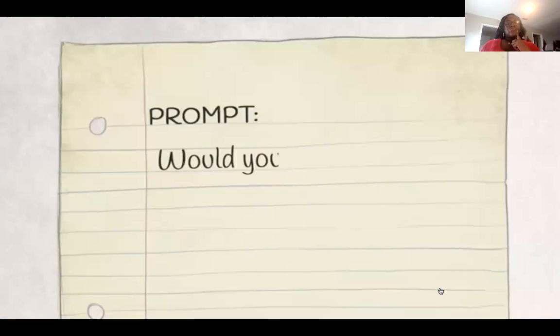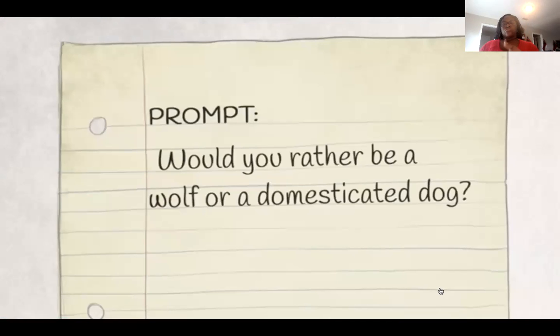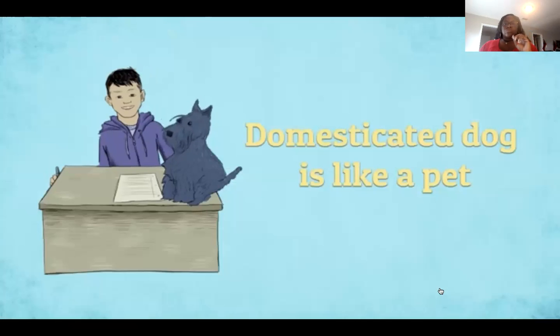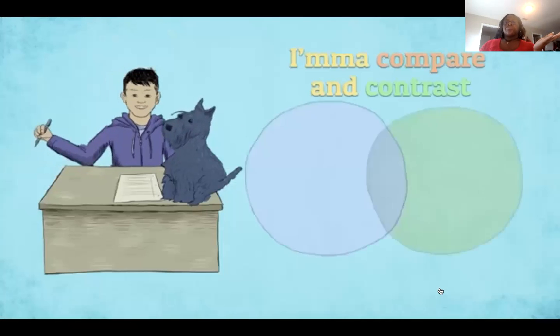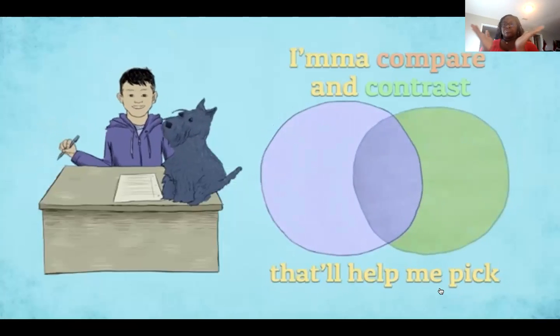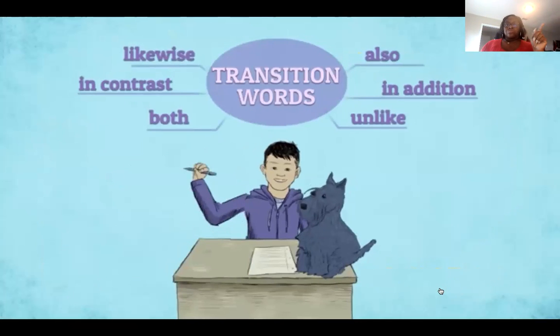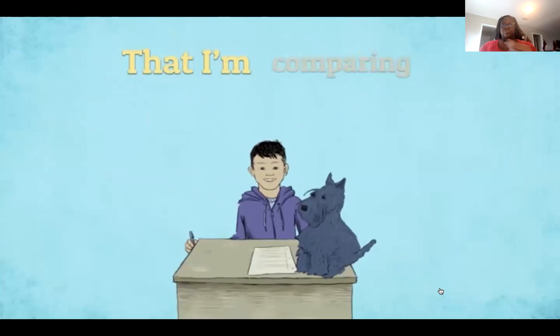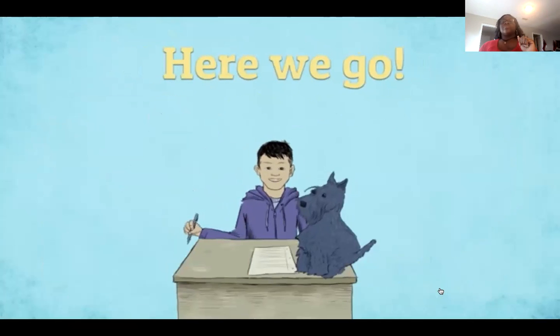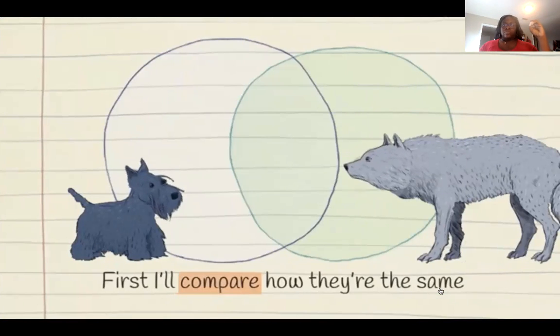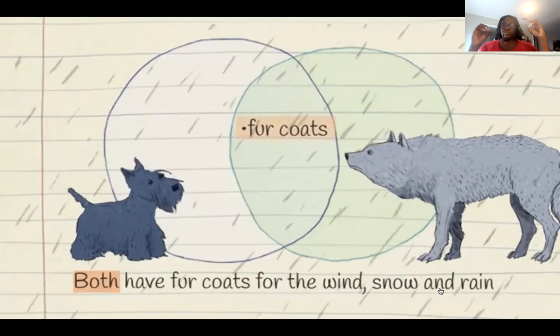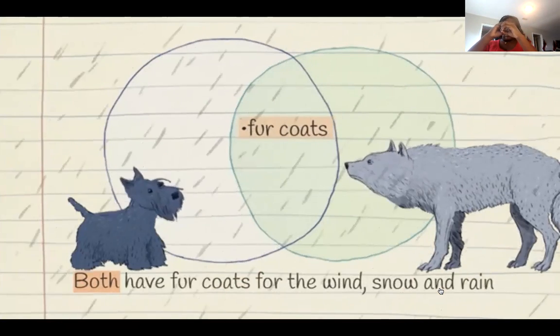Okay, I have to write an essay. Here's the prompt. Would you rather be a wolf or a domesticated dog? Domesticated dog is like a pet. I'ma compare and contrast. That'll help me pick. I use transition words to help my readers know that I'm comparing and contrasting. Here we go. First, I'll compare how they're the same. Both have fur coats for the wind, snow, and rain.